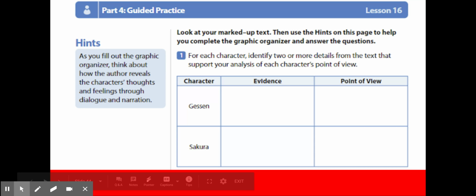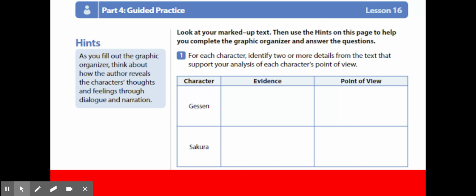So we're going to keep on going with our lesson on analyzing point of view from lesson 16 in the Ready Workbook, part 4. You just finished reading The Stingy Artist on page 164. So now we're going to start on page 165 and go over your 3 questions and how you're going to analyze the information that you've got.